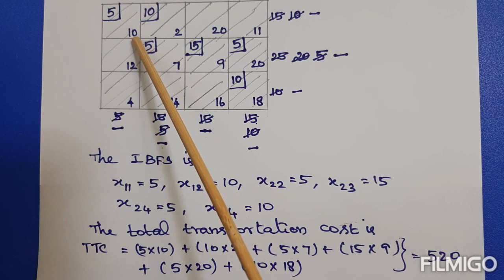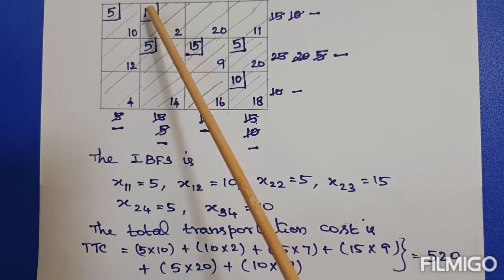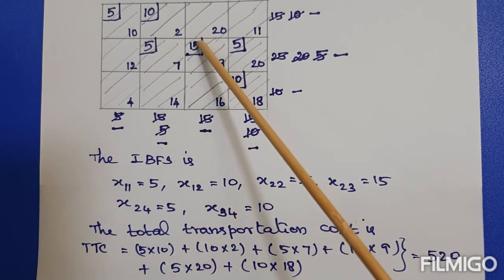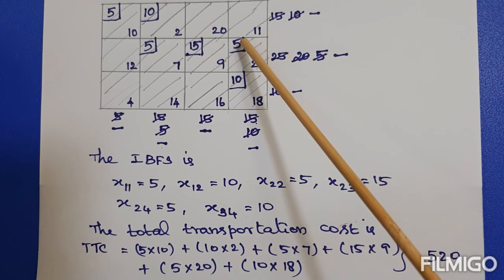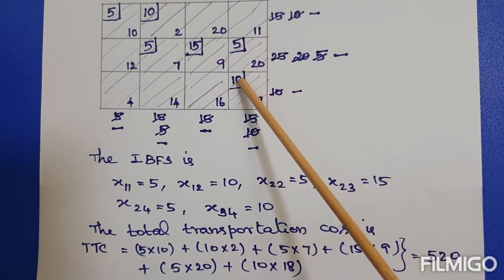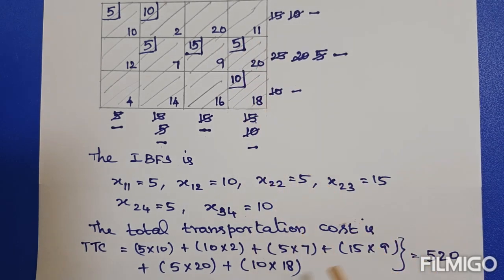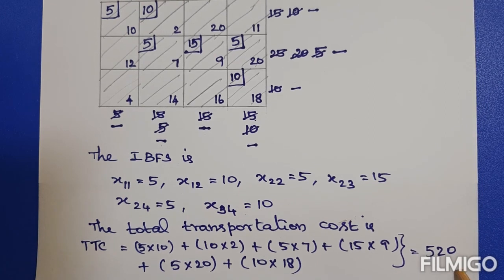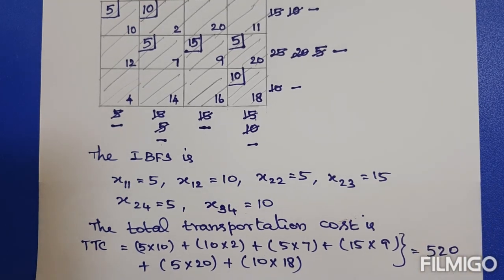into 10 plus 10 multiplied by 2, added to that 5 multiplied by 7 and 15 multiplied by 9, 5 multiplied by 20 and 10 multiplied by 18. After adding all these costs, after simplification, we get the total transportation cost is 520.